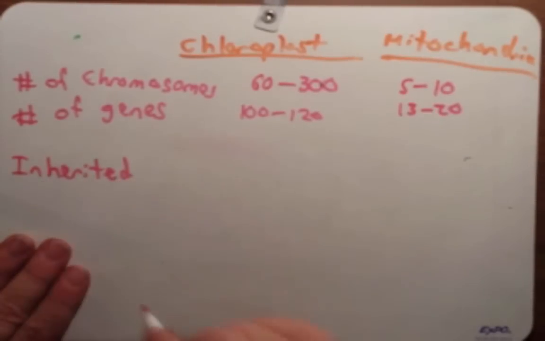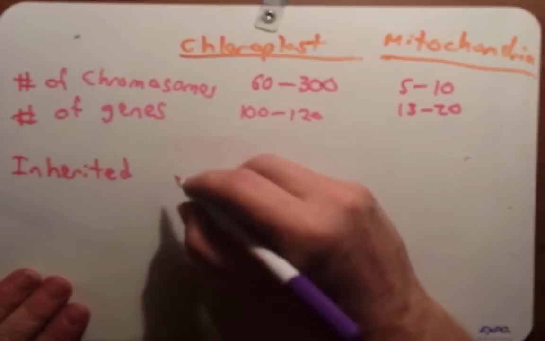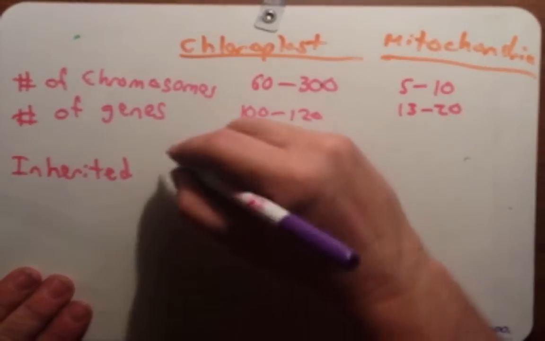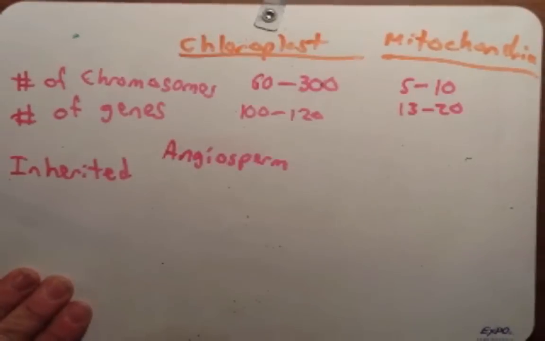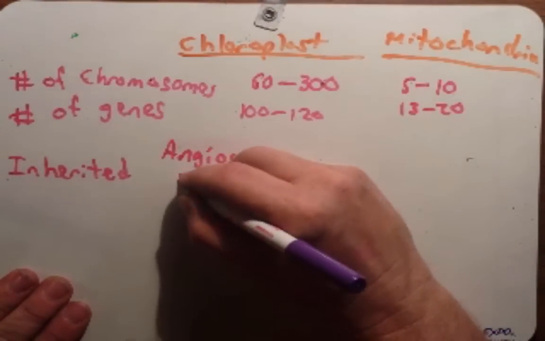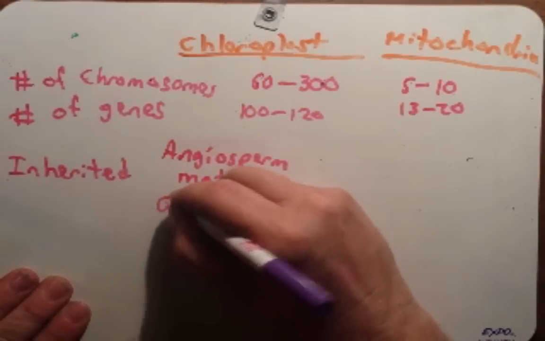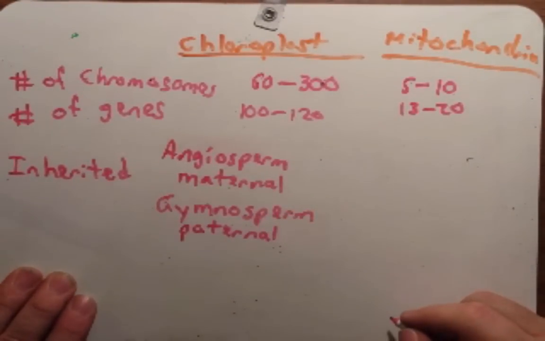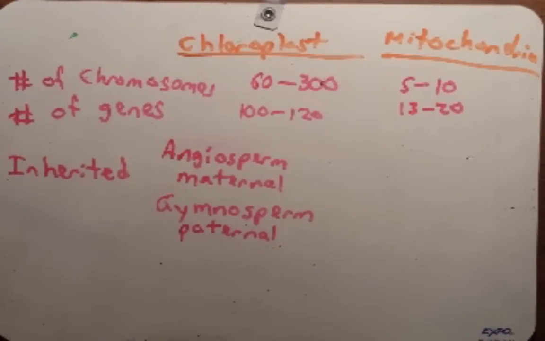Next, let's talk about how they are inherited. Usually, when we look at chloroplasts or mitochondria, genomes are inherited in such a way that they come either from the paternal source or the maternal source. For chloroplasts, if you're talking about an angiosperm, angiosperms are the fruit-bearing plants, and their inheritance is maternal. Whereas the gymnosperms, like the pine trees, have a source of paternal origin. Usually. There are always exceptions, of course.